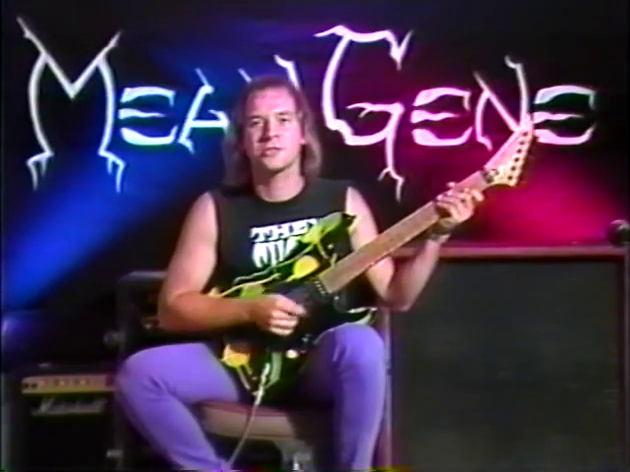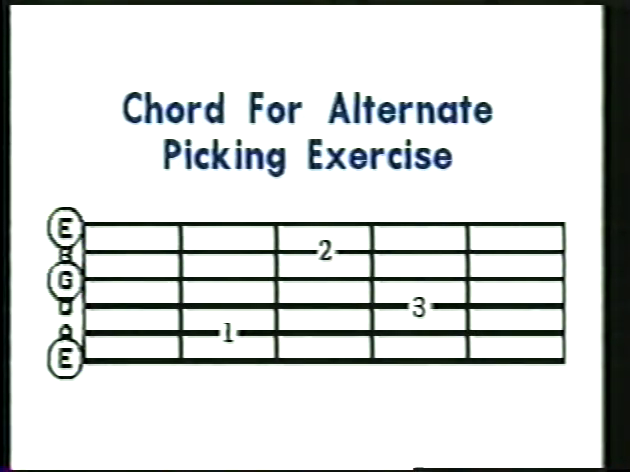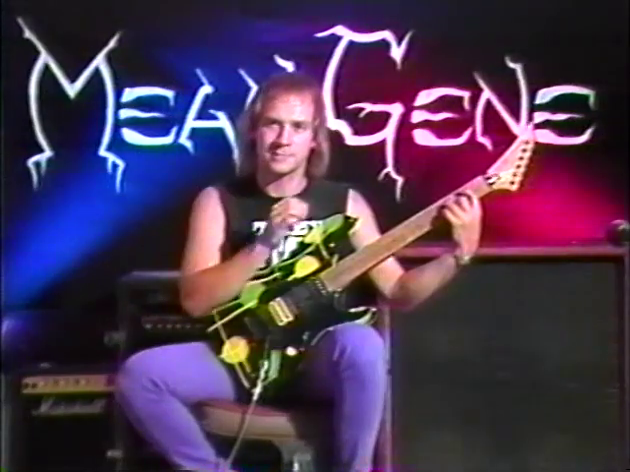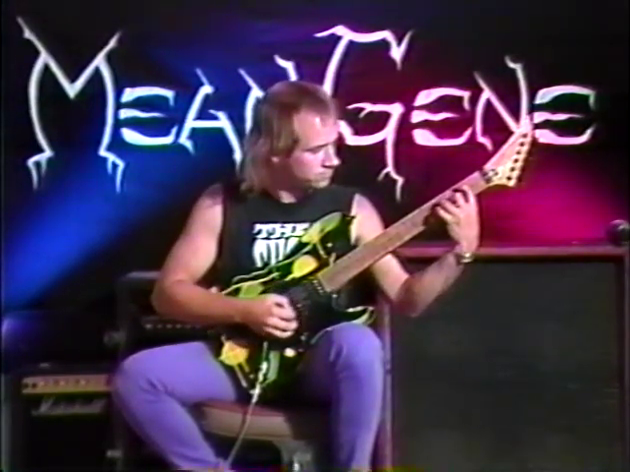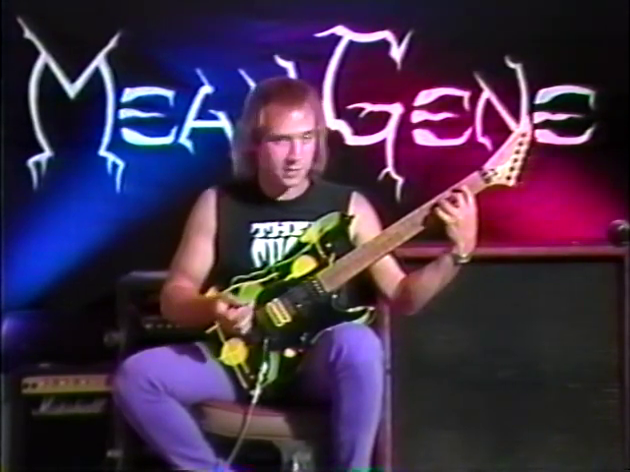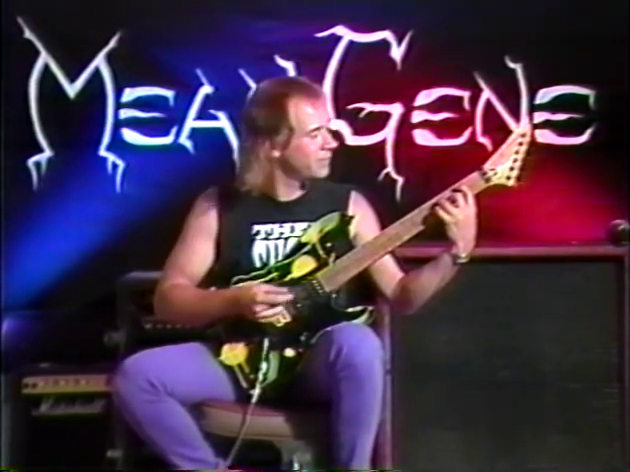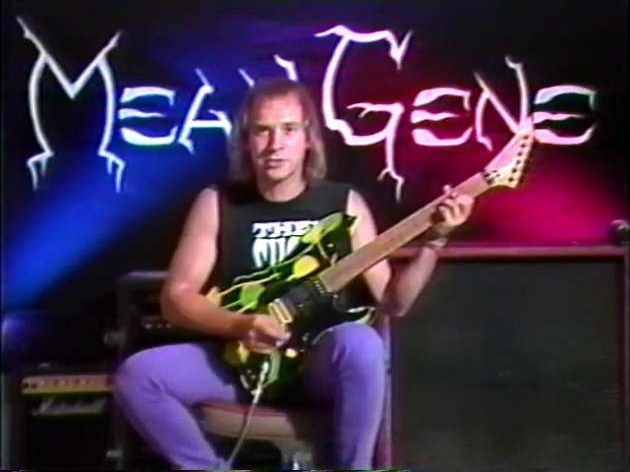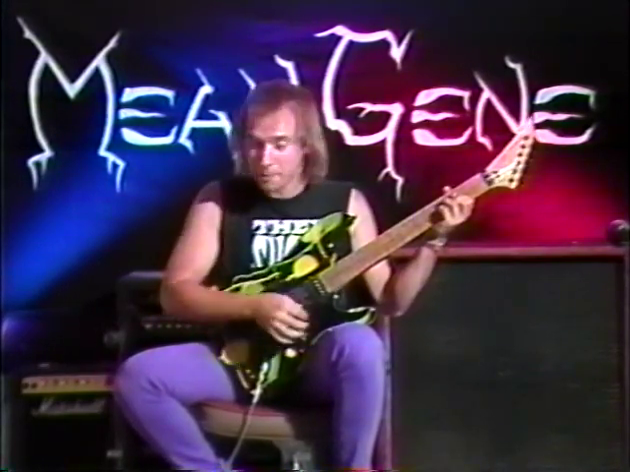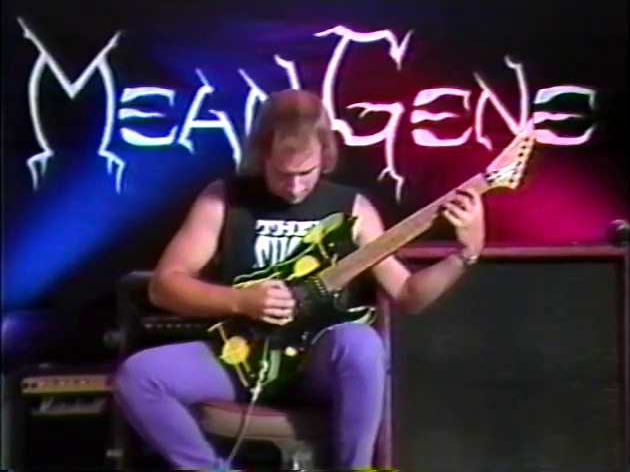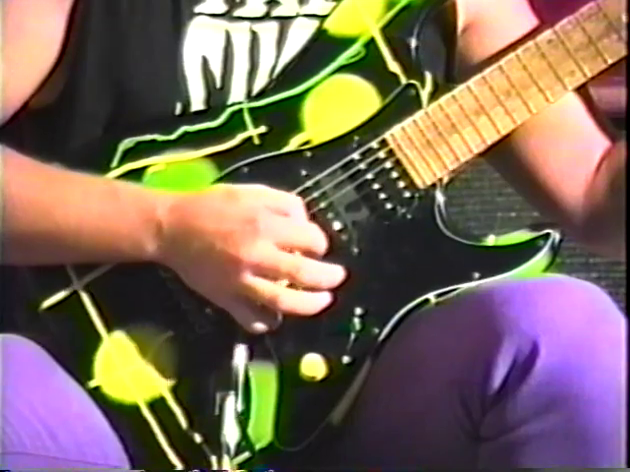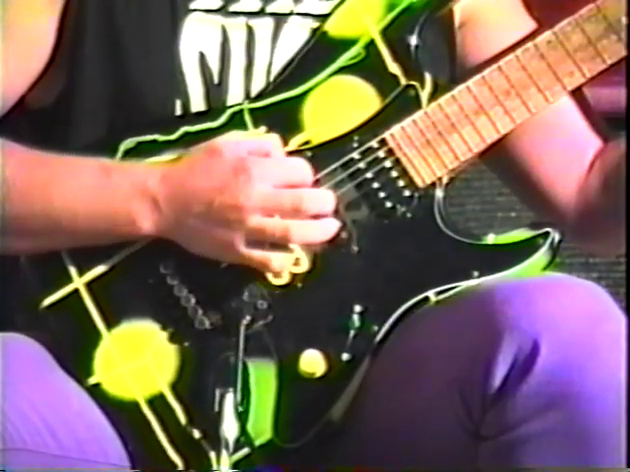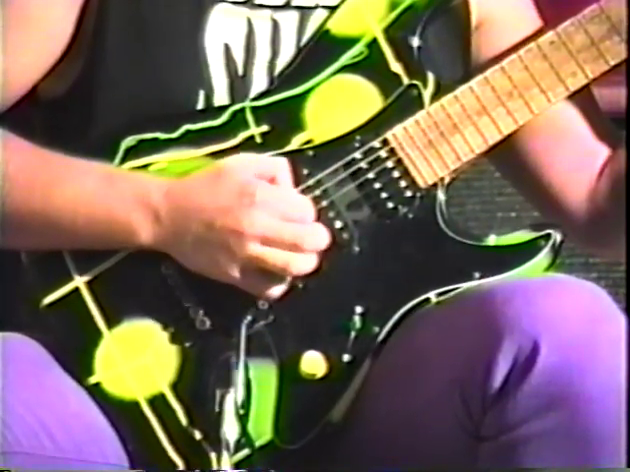So this first exercise is just an alternate picking exercise to get used to going both ways, and we're going to be crossing the strings. So anyhow, I got this chord here. That's the chord we're going to be using. Alright, so here we go. We're just going to hit every string 1 time. We're going to pick the opposite direction every time, so we're going to be down, up, down, up, down, up, down, up, down, up, and then we start all over again.